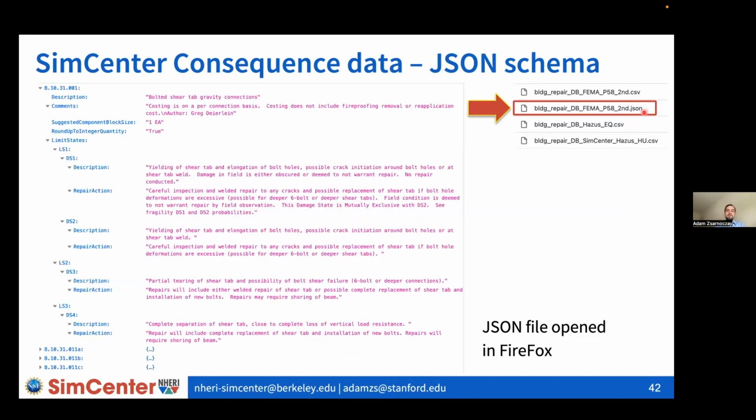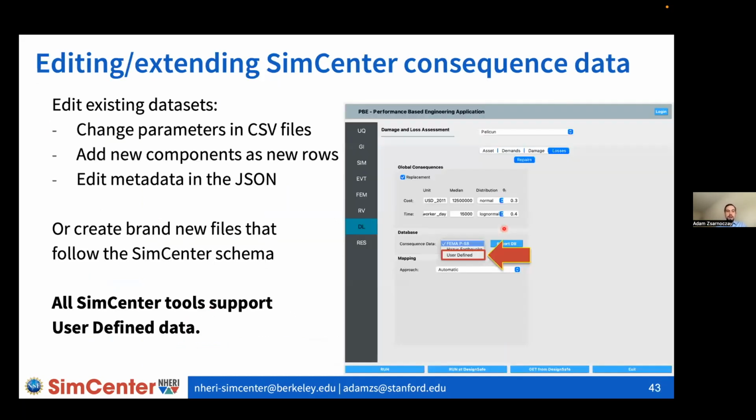Okay, we have the same JSON option for metadata. It's exactly the same idea that we had for fragilities. And then once you define your own ideas by changing the parameters or coming up with a completely new file, so having that CSV table, you can use the user-defined option in PBE to load it in, and then from that point on, you can use it in your analysis.